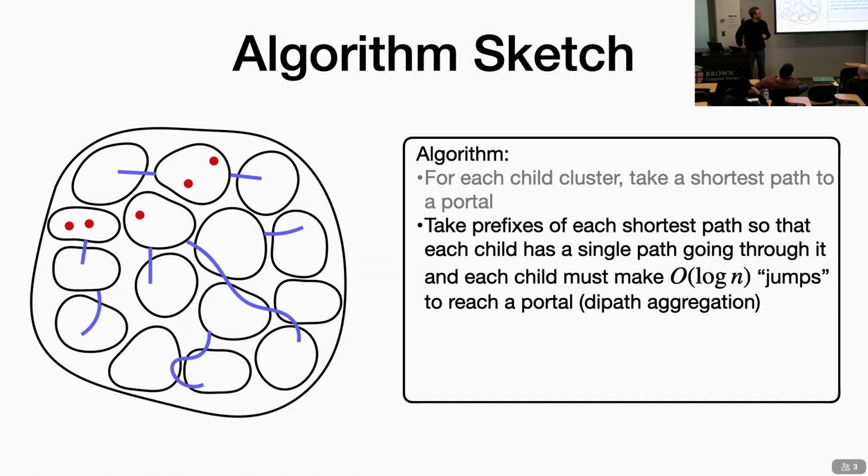Figuring out how to do this is probably the main technical contribution of our paper. We call it diet path aggregation. I won't go into it, but I think it's kind of nice if you're interested.